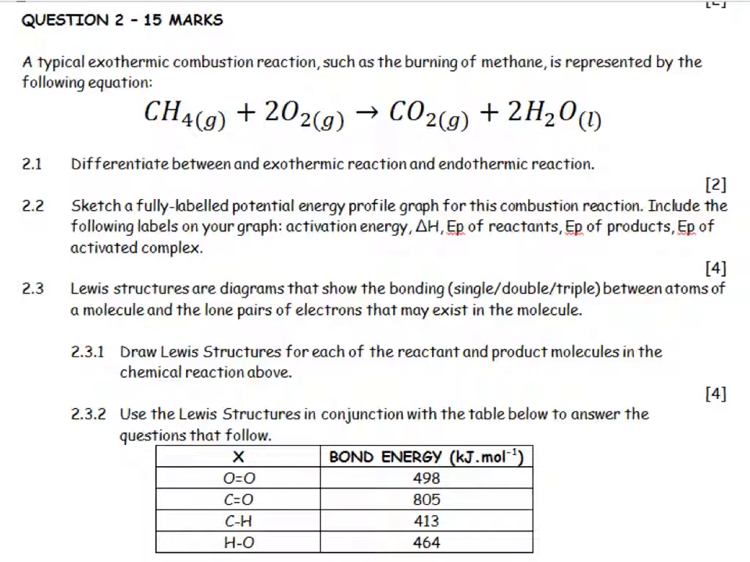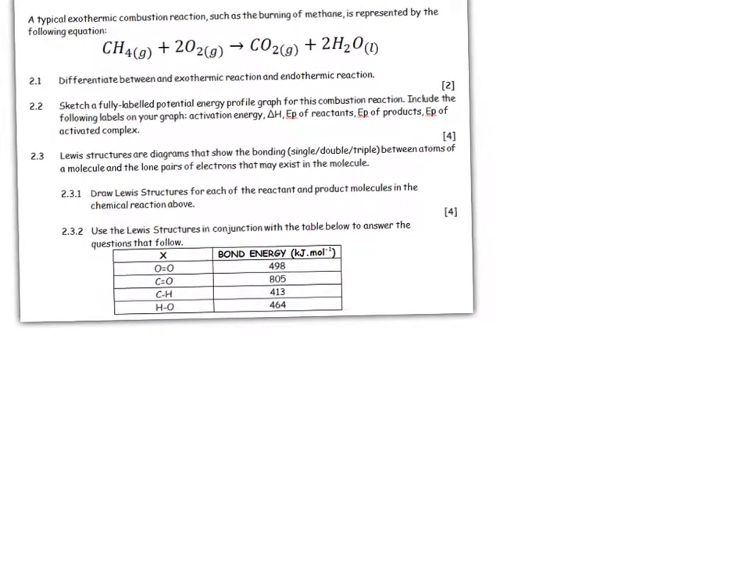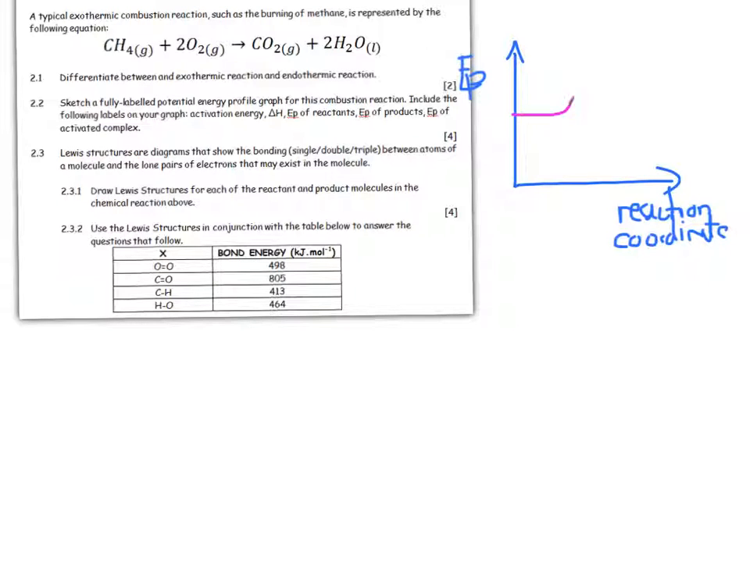Sketch this fully labeled potential energy profile graph for a combustion reaction. The very first thing you do with any graph is you label the axes. And in this graph, it's the potential energy versus something called the reaction coordinate. If you gave me time, I'd accept it. I'm not great with that, but reaction coordinate is better. I then draw my classic exothermic shape, and that most of you got perfectly right.